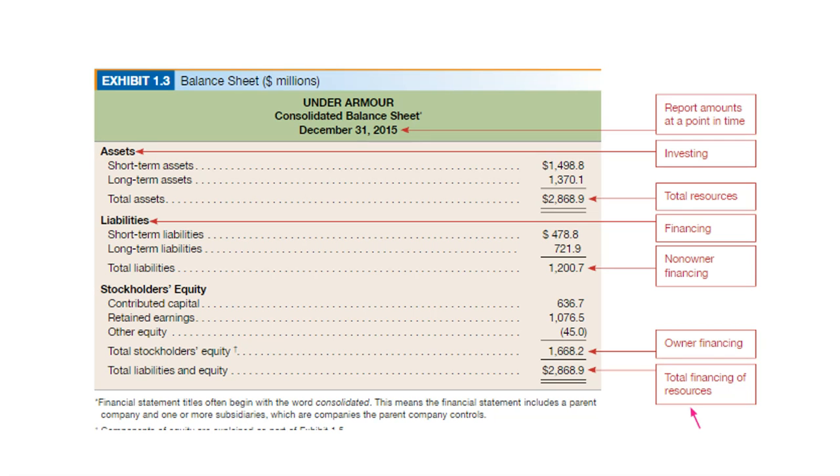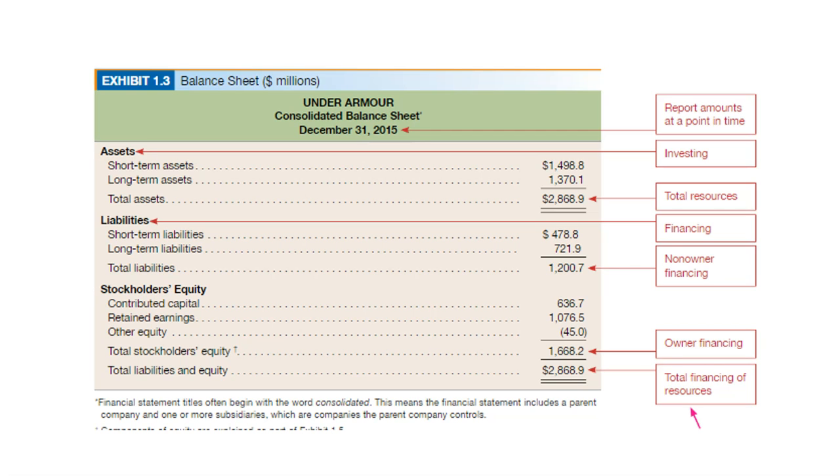The final point that I want to draw your attention to here is what is commonly referred to as the classification of the balance sheet. Balance sheets typically separate the amounts that are current from those that are non-current. Here, Under Armour is using the synonymous terms short-term and long-term.